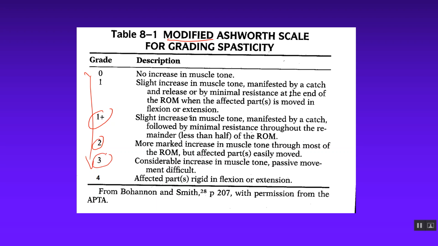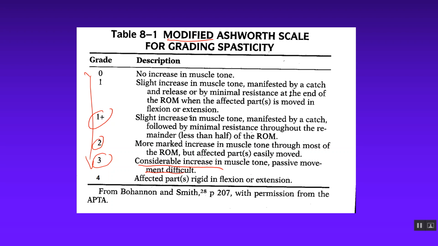A number 3 is considerable increase in muscle tone, passive movement difficult. So it's not until you get to a 3 that you're gritting your teeth a little bit, or you're grunting, or you look like you're working a little bit. When it's a 3, if you're working to move that limb, it's a 3. The other ones you feel some resistance, but you shouldn't be having to jump on the bed, put your shoulder into it to move them. You shouldn't be having to do weird things to try to get the leg to finally release. That's a 3 at least.